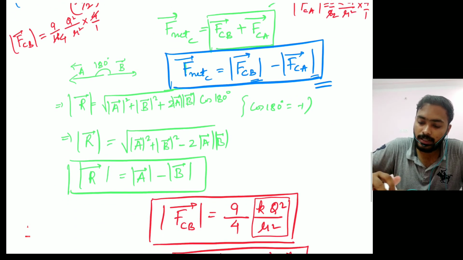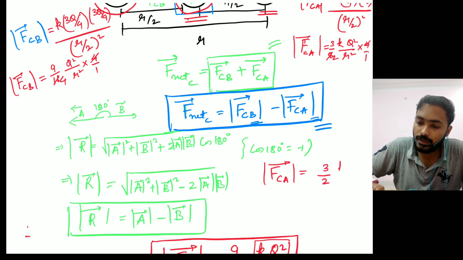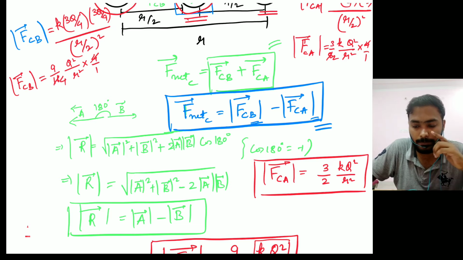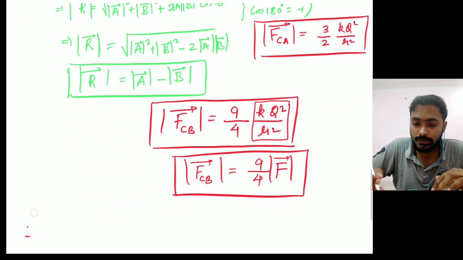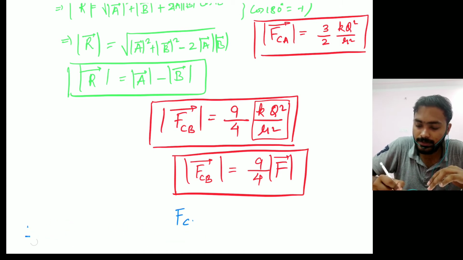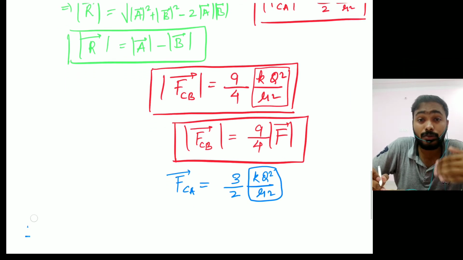So you will get FCA to be 3 by 2 kq square upon r square. This is something you will get. You can do it in your copy to get the actual one. So FCA is actually equal to 3 by 2 times kq square upon r square, and we all know this kq square upon r square is actually your original force.